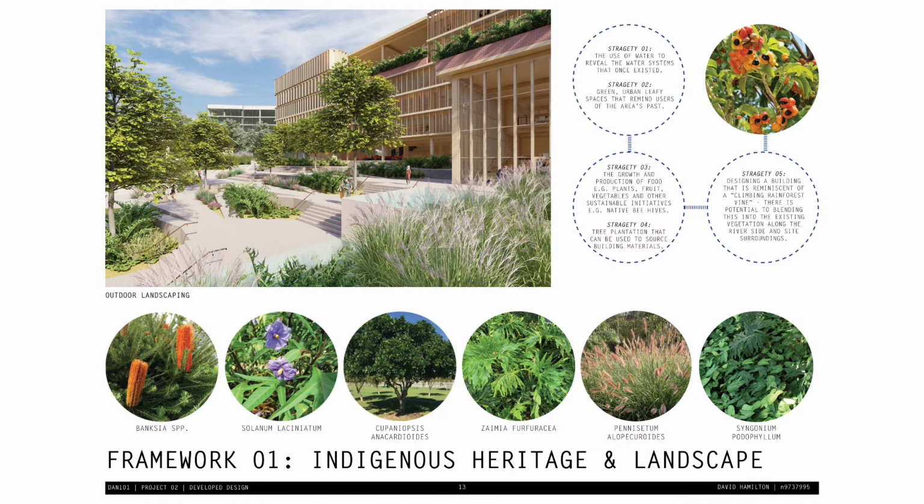So the first framework that's been addressed in the design is the Indigenous Heritage and Landscape. In response to the framework, I've adopted a planting palette that features native Australian plants, particularly those that are native to the area. Another strategy is incorporating bodies of water within the site, which responds to the water systems and the water bodies that once existed on the stage site.